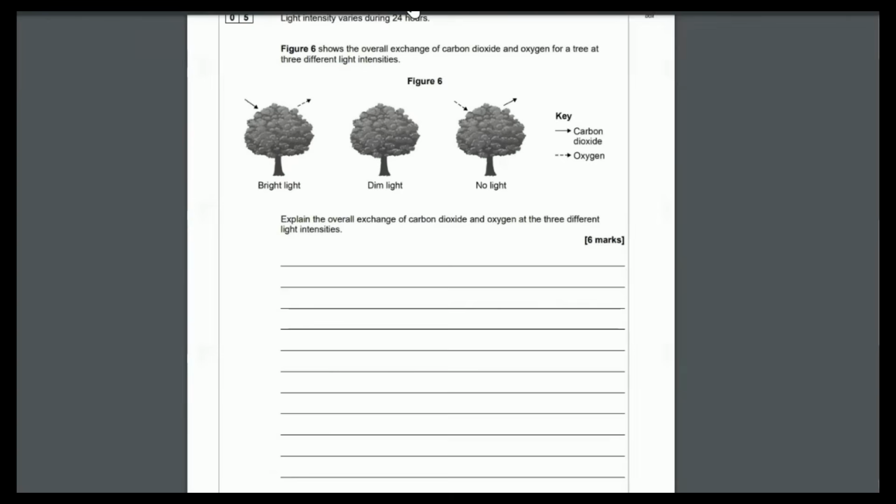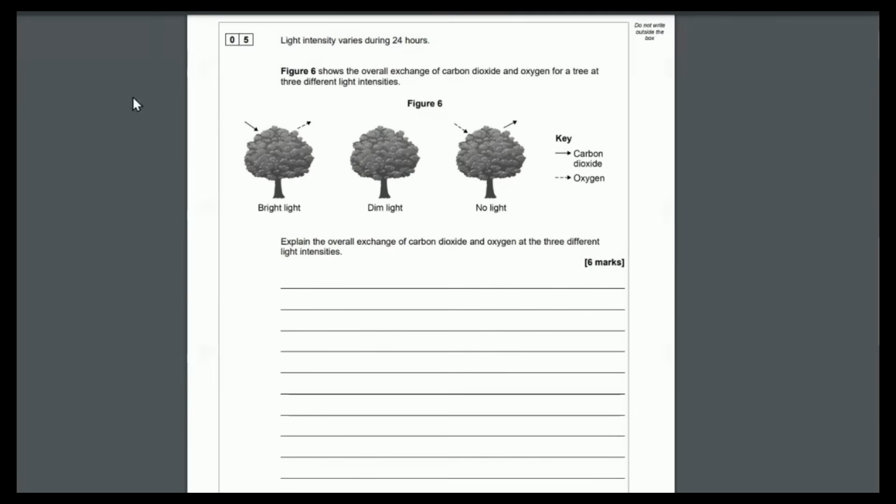Okay, we've got another six marker here. So, light intensity varies during 24 hours. Figure 6 shows the overall exchange of carbon dioxide and oxygen for a tree at three different light intensities. This was one people found really difficult in the GCSE when it came out. We've got an arrow going in at bright light and an arrow coming out at bright light. So, during bright light, we're thinking about photosynthesis. So, probably carbon dioxide in, oxygen out. Yeah, so the oxygen's going out.